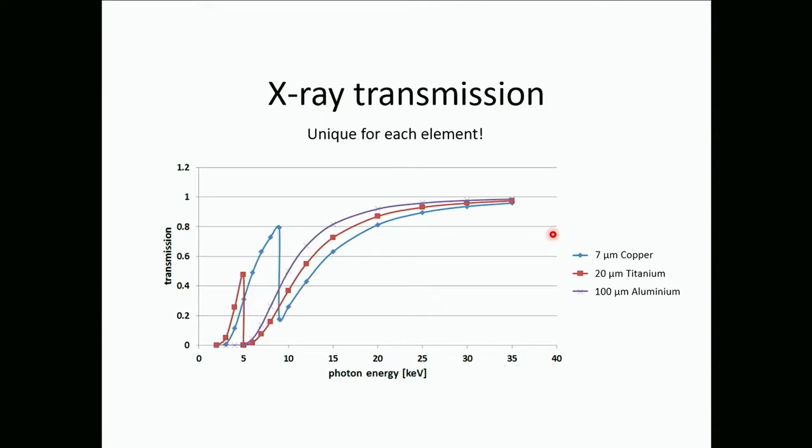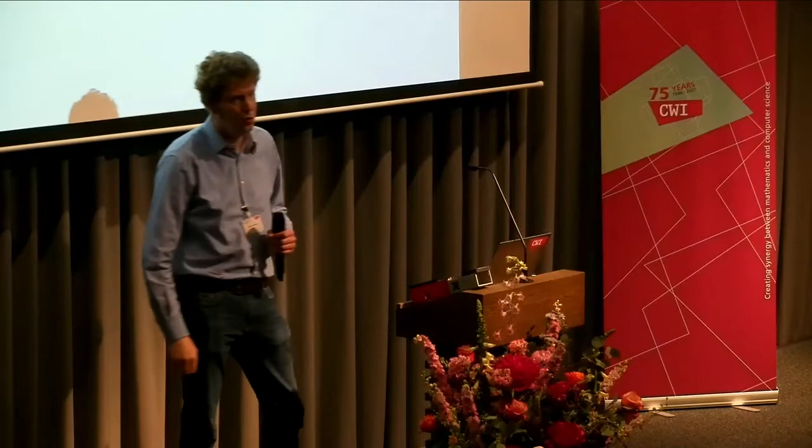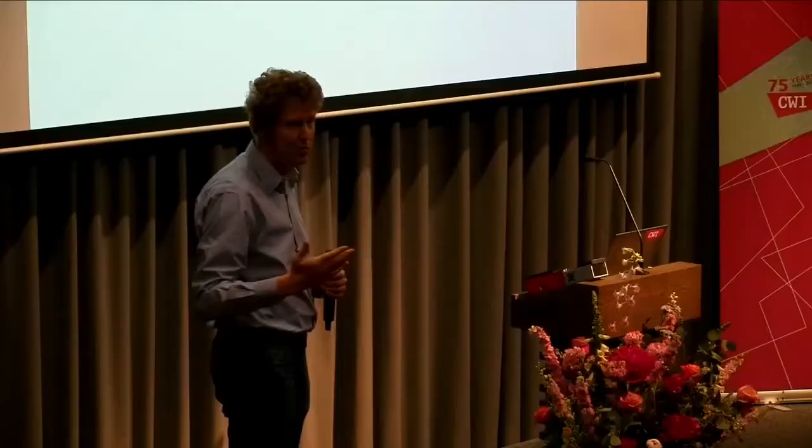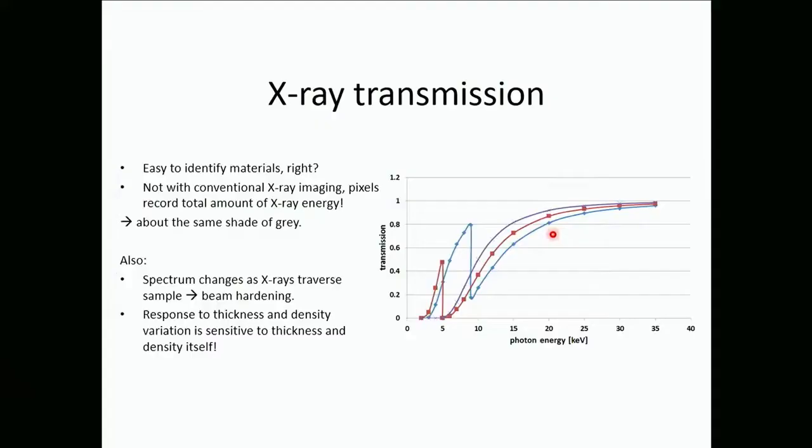So you can imagine it should be easy to identify these materials. The problem is when you integrate over energy, and that's why I chose these weird values for the thickness of the metal foils, they all would have the same level of gray value. So they would be indistinguishable in a fairly standard scanner. Another implication of this is that high energies more easily make it through the whole sample. So the spectrum of X-rays is changing as it is going through the sample. And as a result, this effect is called beam hardening. As a result, the sensitivity to thickness changes of the sample depends on the thickness itself.